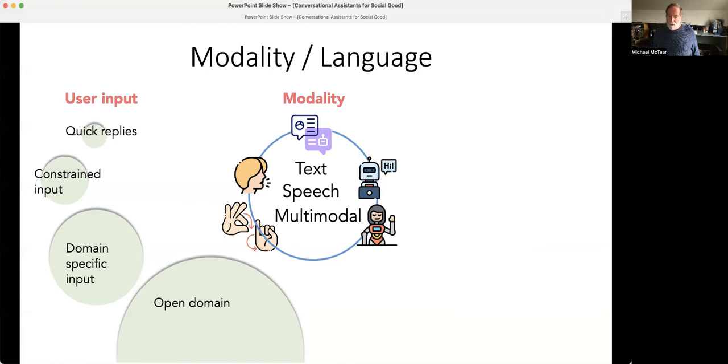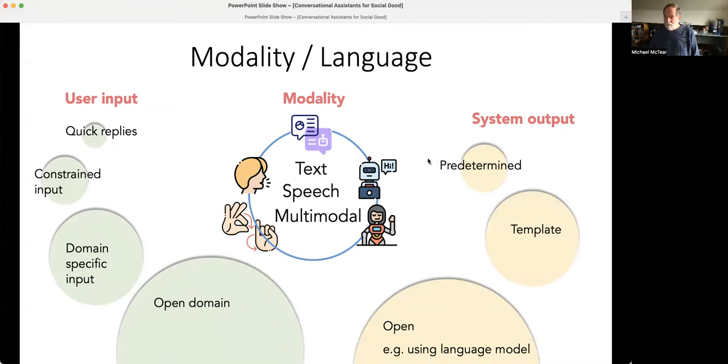Then we can have input that's specific to a particular domain, for example, booking flights, but the system will not recognize anything from other domains. And then finally, we can have the more advanced open domain system, where the user can, in theory, say anything. As far as the system output is concerned, it can be totally predetermined, sentences that the system will output. It can be based on templates, where slots in the templates are filled with things that come up during the conversation. Or it can be totally open-ended, for example, in some of the most recent advanced systems using a large language model.